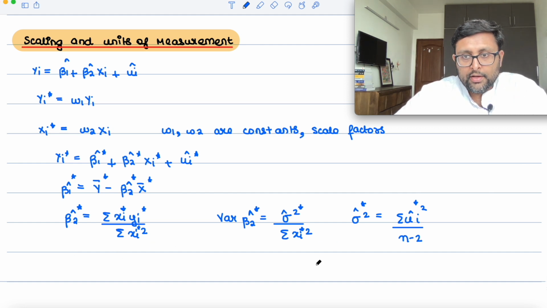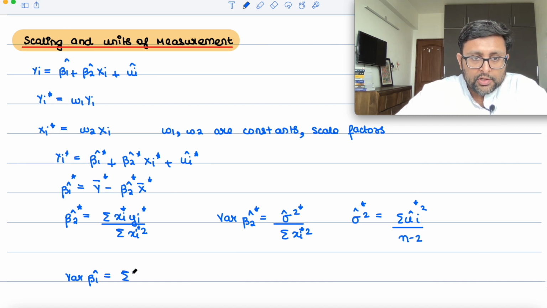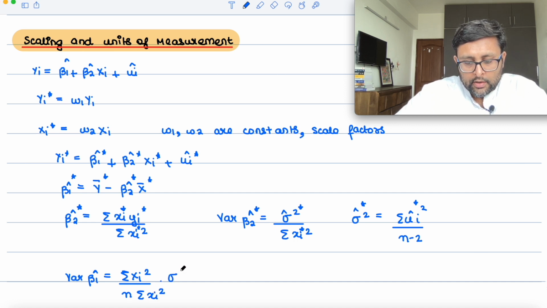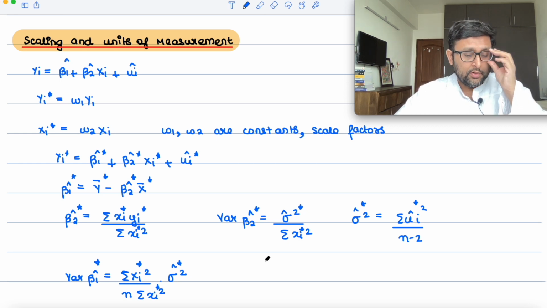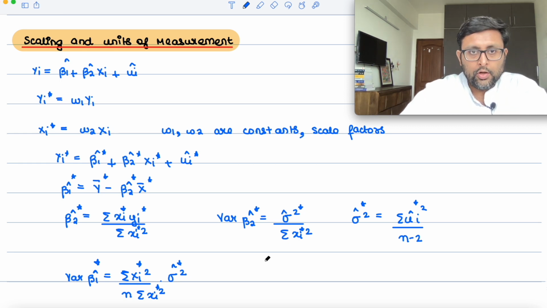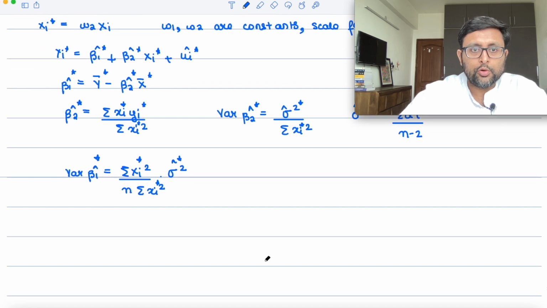And if this were the original model, then variance of beta 1 hat would be summation of capital xi square upon n into summation small xi square, times sigma square hat. And for the scaled model, this is going to be like this with all the stars around. Note that these are not the answers. You have to get the answers in terms of w1 and w2, right? Okay, now we'll start doing this.